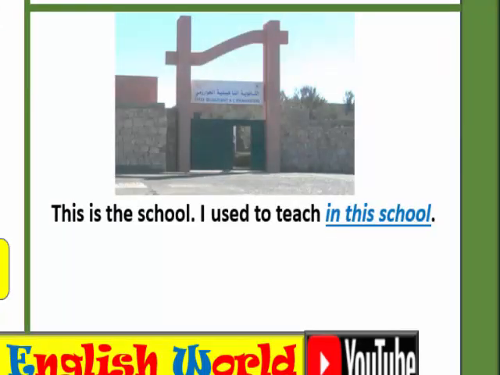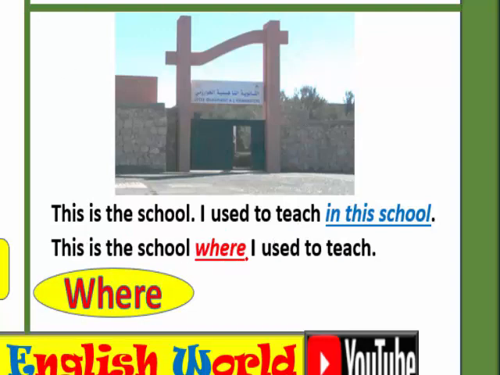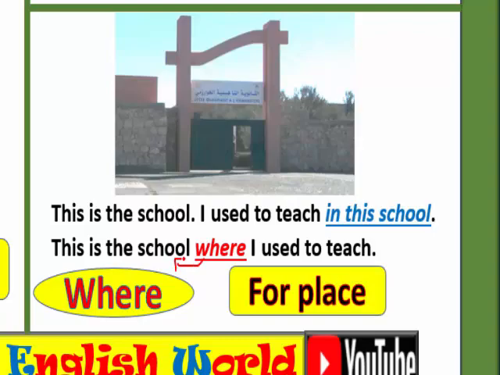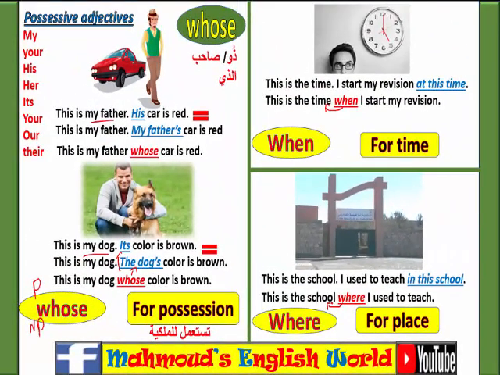And the last one is this. This is the school I used to teach in this school. So in the past, I was a teacher here. I used to teach there, and now I changed to another school. So I can say this is the school where I used to teach. Okay, so where refers to the school, which is the place, and where we use it for place. Okay, so that's it for these ones here.